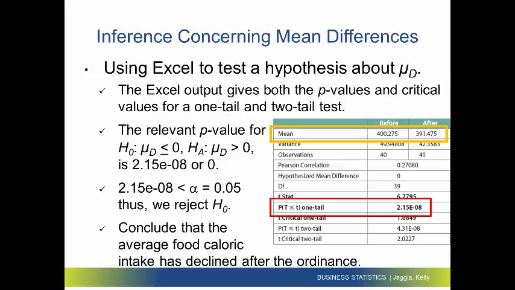Alternatively, we could have used the critical value of 1.6849. As we are in a one-tail upper-tail test, this number remains positive. As our t-statistic is above the t-critical value, we reject the null hypothesis. The conclusion is that there is enough evidence to conclude the average calorie intake for food has declined after the advertising of this calorie information.